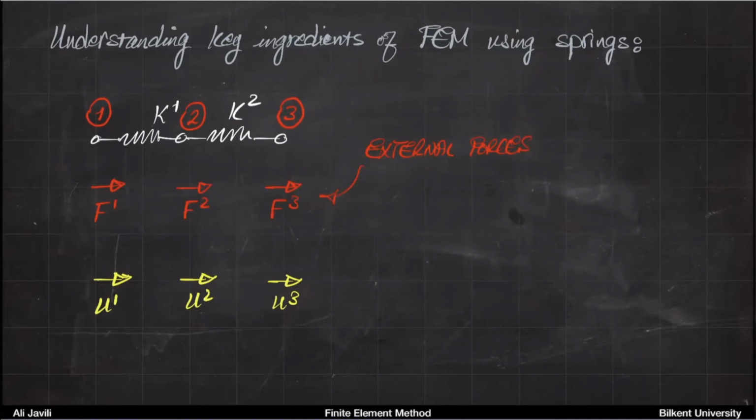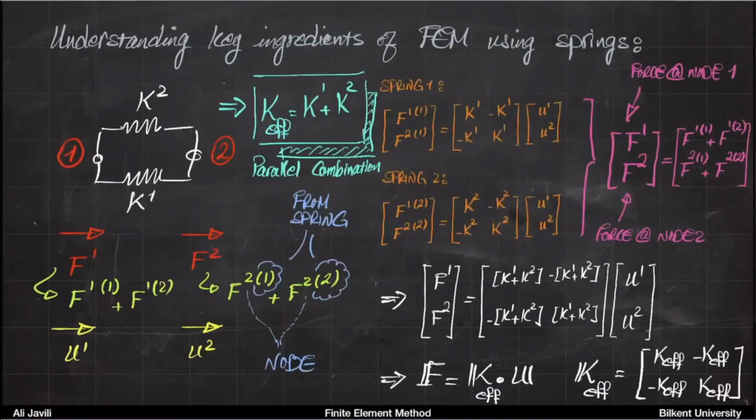Okay, so now what do we do with this one? The first step is exactly identical to what we have done previously. We take each of these springs and we write their stiffness. Okay, so what I'm going to do here is simply to write the stiffness for each of the springs.